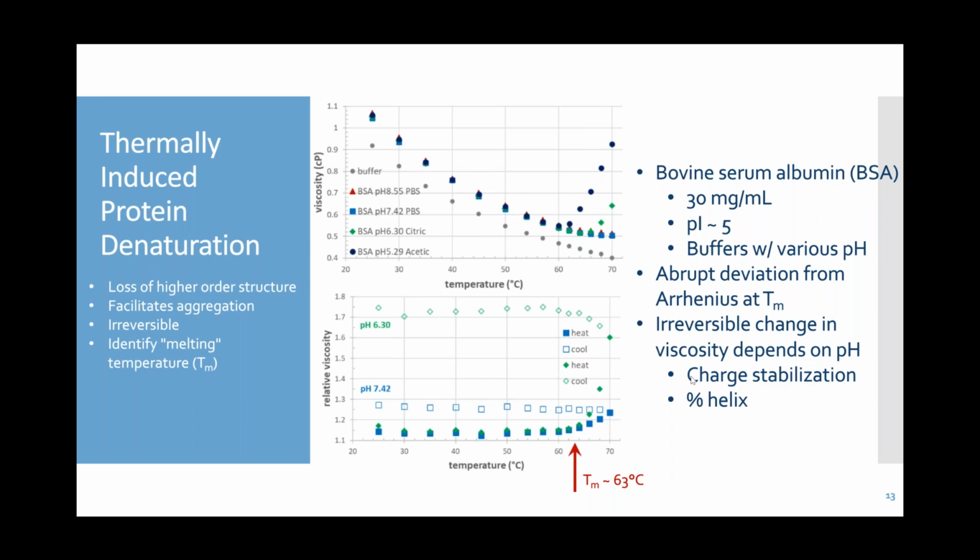And so I'll mention I've sort of heavily focused on the charge stabilization that exists as we move away from the isoelectric point, but I'll also mention that there are some other things to consider in terms of the BSA, because we also know with the BSA that there's different percentages of the molecule that have a helical structure depending on the pH. So that could also play in here. If you have more helical structure to begin with, then there's sort of more to lose as you heat up the molecule and disrupt that structure and open it up. So there's a little nuance there.